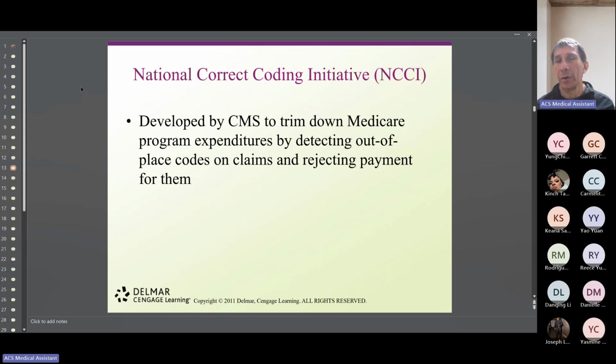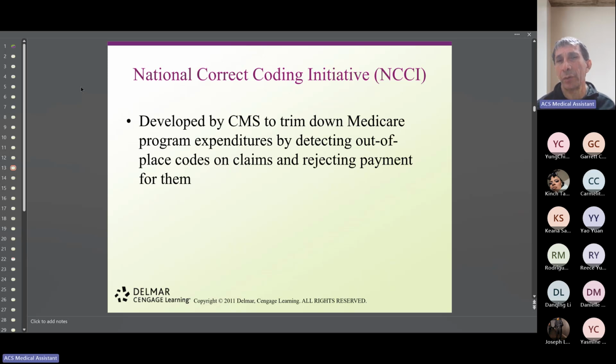National Correct Coding Initiative. Now, once again, we're going to talk about the CMS, because the CMS is going to play a big role in guiding or regulating what's going on directly with the services that are provided by these insurance companies, and how we're going to claim for those benefits. That's basically what it is.